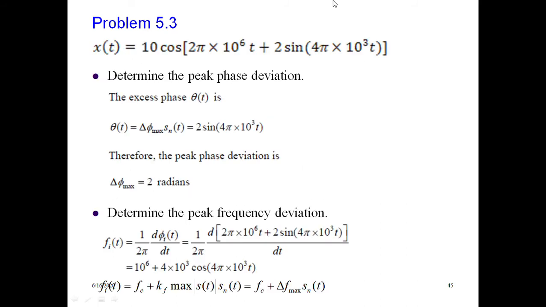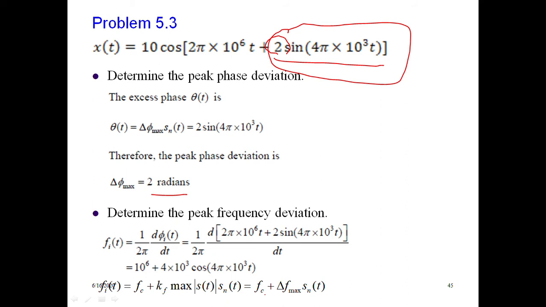Alright, so let's take a look at this equation. When we assume this is a phase modulated signal, because we want to know the peak phase deviation, we see this part, which is the one that differs between FM and PM. So when we identify this as PM, the peak phase deviation is 2 radians. If you want to say that this is an FM signal, we have to find where the peak frequency deviation is located.